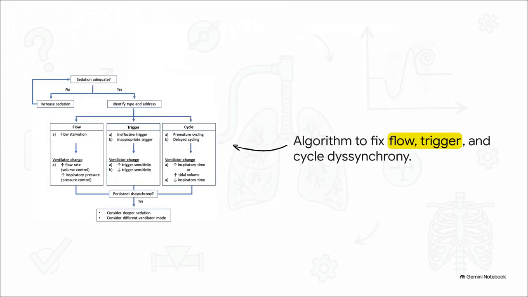And the same systematic approach goes for managing those dyssynchrony waveforms we just looked at. First things first, ask yourself, is the patient's sedation adequate? If it is, then you start tweaking your dials to fix the mismatch. Got flow starvation? Simple, you increase the flow rate. Having trigger issues? Adjust the trigger sensitivity. Breaths getting cut off too early? Tweak the inspiratory time. The whole goal of this workflow is to carefully massage the machine's parameters until the biological rhythm of the patient and the mechanical rhythm of the vent are perfectly synced up again.